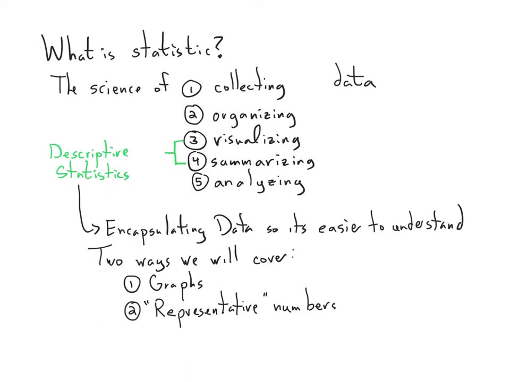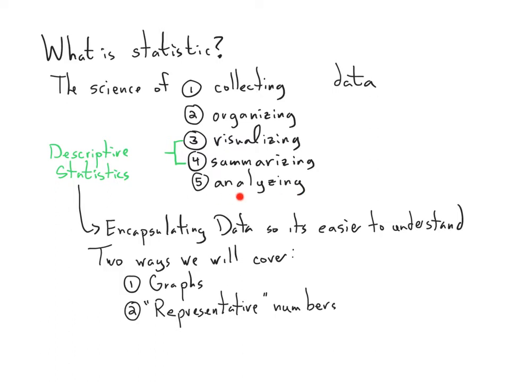After that, and this is what we're going to focus on for the first bit of this course, are visualizing and summarizing. Once you have this data organized, it's not particularly nice to show people your data just as it is without doing some sort of graphing or summarizing of it. And that idea of visualizing and summarizing is called descriptive statistics. It's coming up with a good way of showing data in an encapsulated way so people can understand.